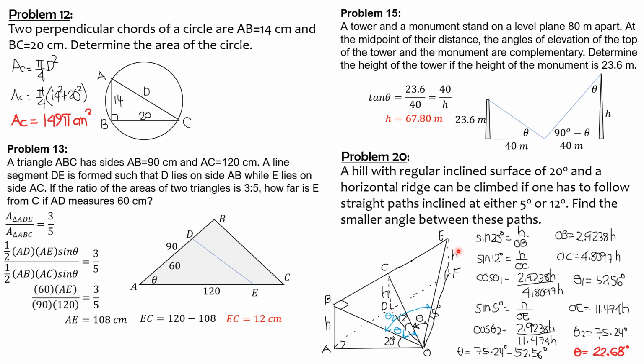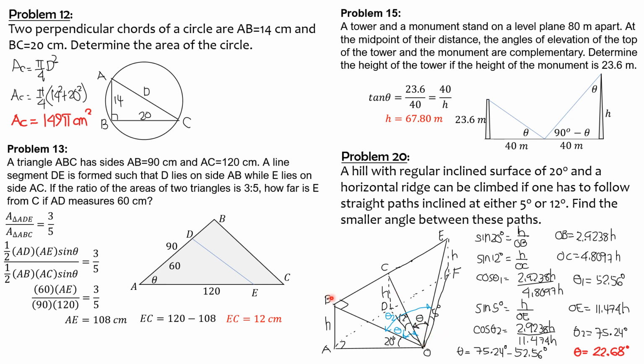So for the smaller angle between these paths, this path should lie on the same side. For the bigger angle, this 12-degree inclined side should be on this side there. I will explain how to get that later, as soon as we solve this problem.